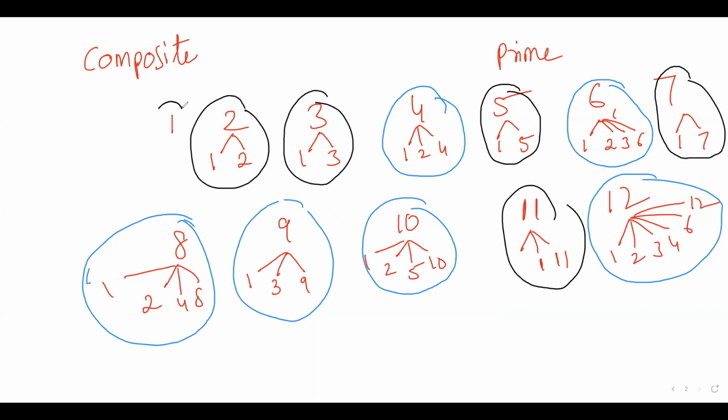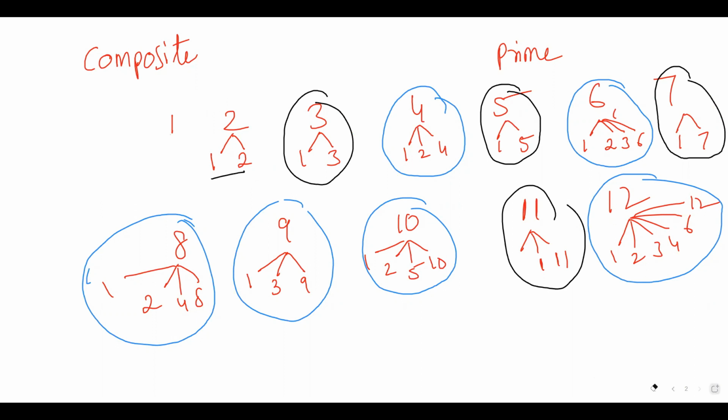One is neither prime nor composite. Why? Because 1 has only one factor. If it has two factors, it is prime. More than 2, composite. If it has one factor, it is neither prime nor composite. Is that okay?